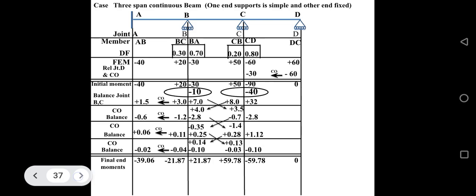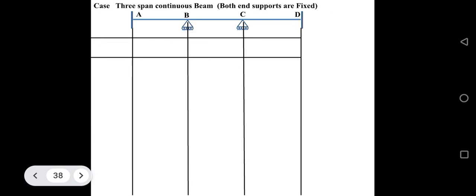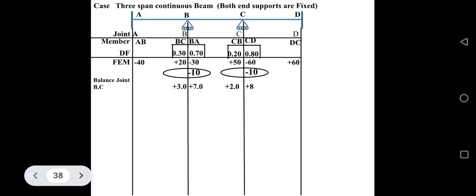Now quickly we will discuss the third case. What happens in this third case? You can see both the ends A and D are assumed as fixed, and what to do in this case, we are going to discuss. Similar to the previous case, the values of the distribution factor and the fixed moments are considered, but here you can see joints A and D both are fixed. There is no step of releasing the joint.